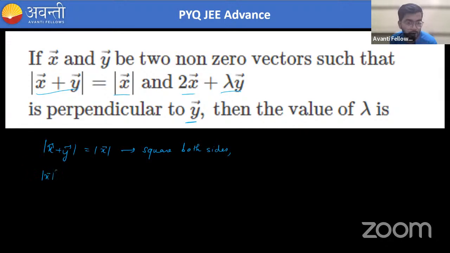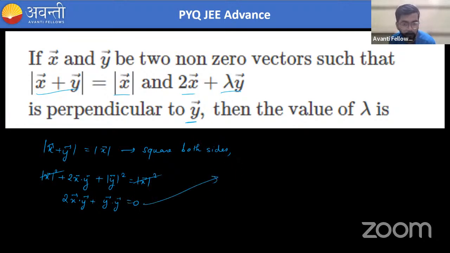Here is mod x bar square plus 2 times x bar dot y bar plus mod y bar square equals to mod x square. So this gets cancelled from both the sides. What we are left with is that mod y square, that is 2x bar dot y bar plus y bar dot y bar equals to 0. So from here, I can take y bar common. So I can write y bar dot 2x bar plus y bar, right? So this will become 0.